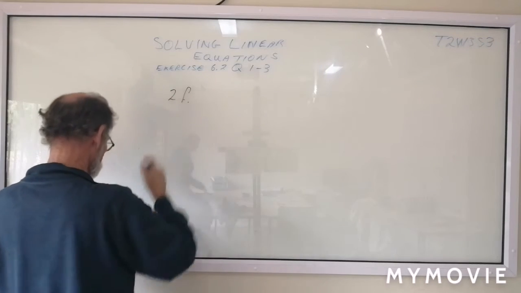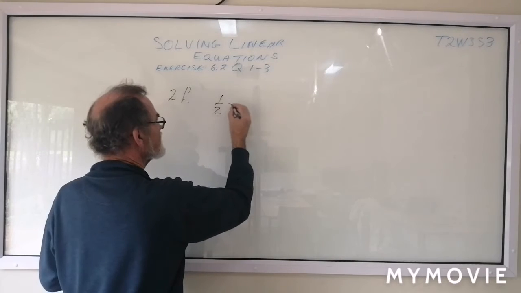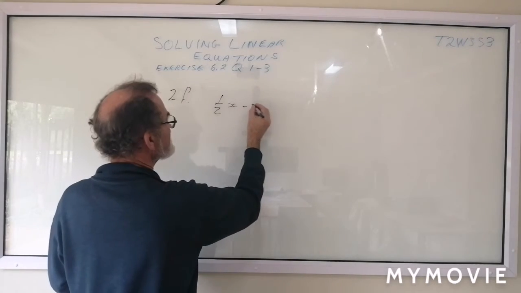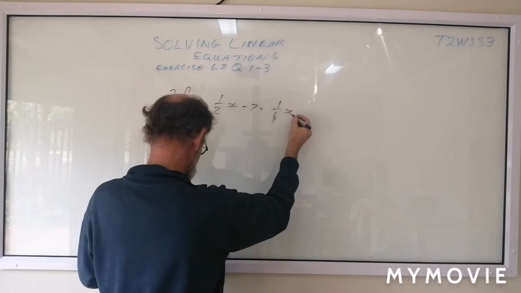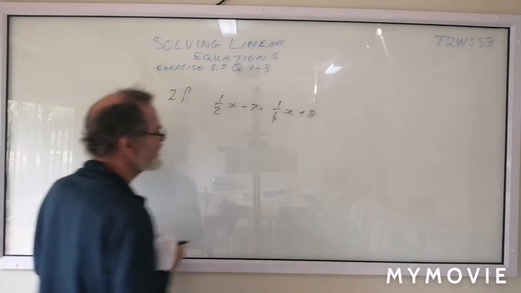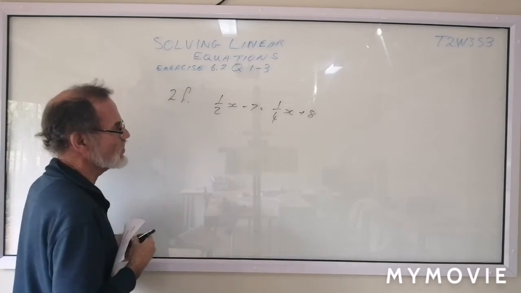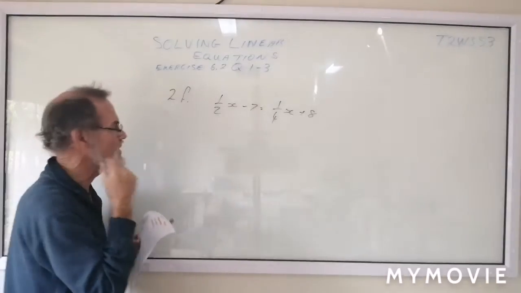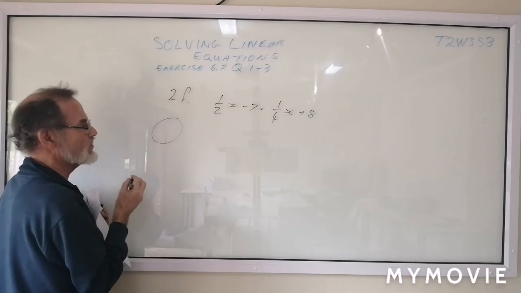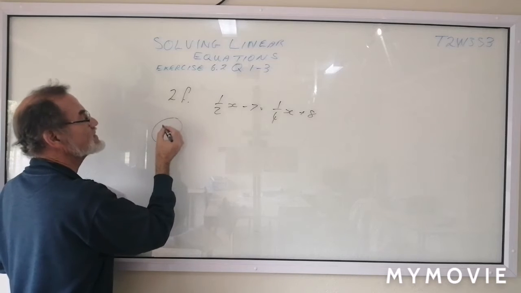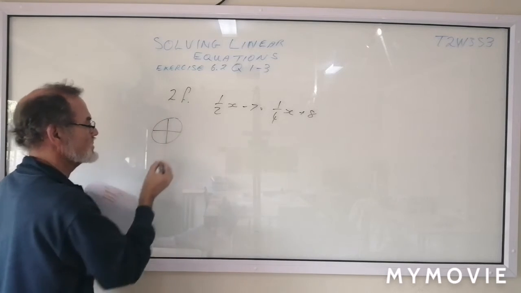2f, half x minus 7 equal to quarter x plus 8. Alright? So, we can do this in 2 ways. I'm going to first do this the apple way. It's always an apple that we cut up. I don't know why. It's an apple. Sometimes it's a pizza or a cake. And we cut this into quarters.